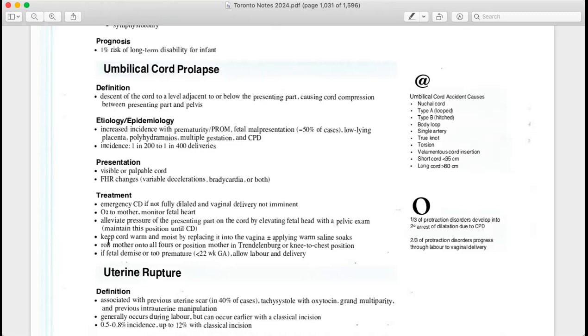Then coming to the fetal cord, keep the fetal cord warm because the cord is outside, so it's already maybe dried and cold. That's why you have to keep it warm and moist so that the blood supply is adequate. Apply normal saline soaks, and then roll the mother onto all four lateral position so it's easy for them to move the fetus. And if the fetal demise is too premature, allow the labor and the delivery right away.